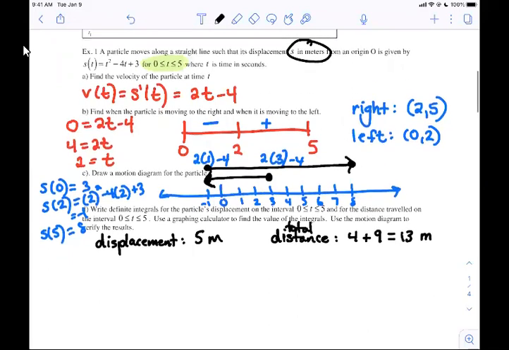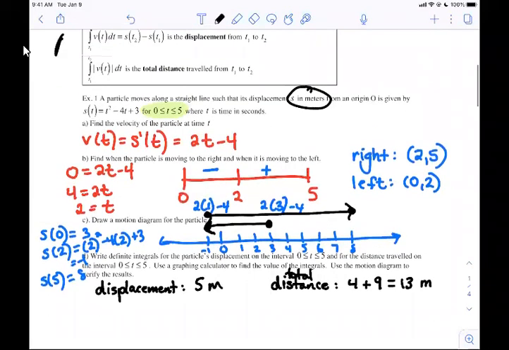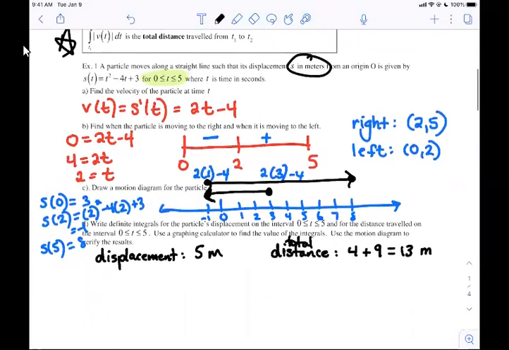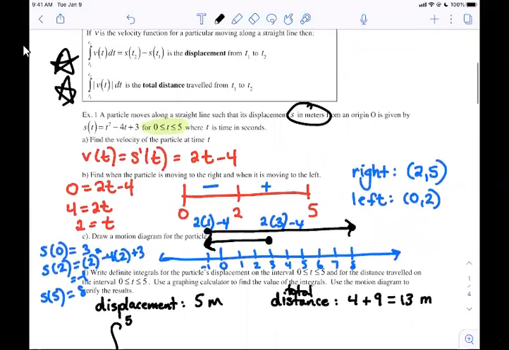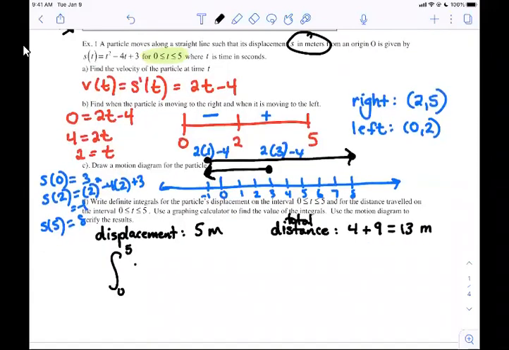Now, what I want to show you is we're going to use the boxes up here. Displacement can be done with the graphing calculator. This is from 0 to 5 of the velocity function. So do you guys remember how to do this on your calculators?